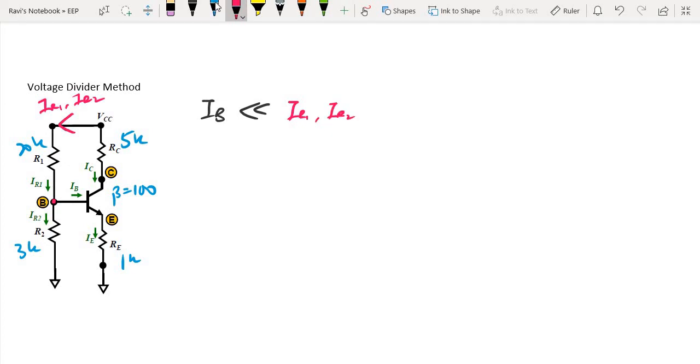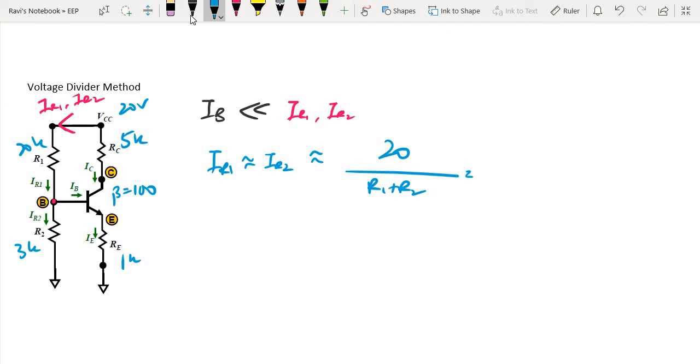So with this understanding, we can say that IR1 is approximately equal to IR2, which is approximately equal to VCC over R1 plus R2. VCC here is given as 20 volts, so 20 over 20k plus 3k, which is equal to 0.87 milliampere.